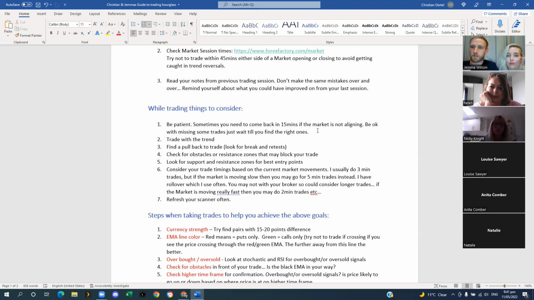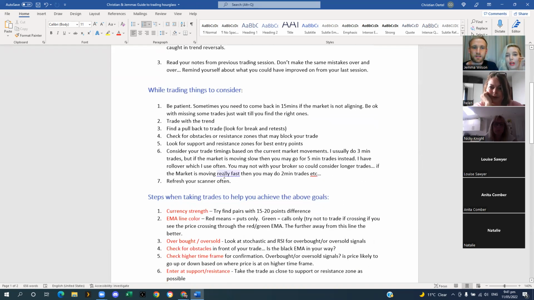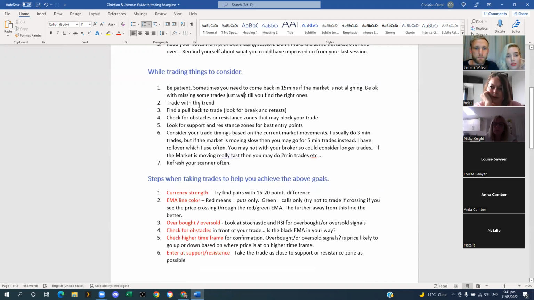So in 5, 10, or 15 minutes, you'll find that all of the currency pairs will start aligning. So just come back. And the great thing about Hourglass is you get trade call outs every 5 minutes. So don't feel like you're not going to get any trade alerts. Just go for a cup of tea, come back, and you should be able to find some new setups.